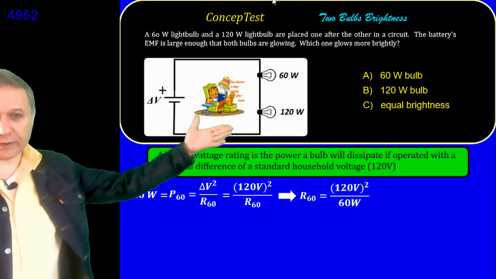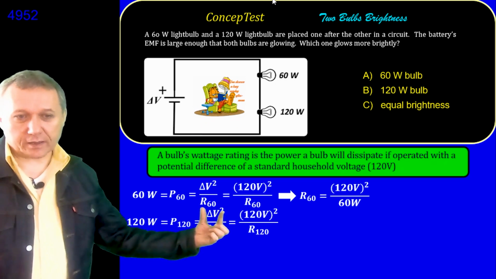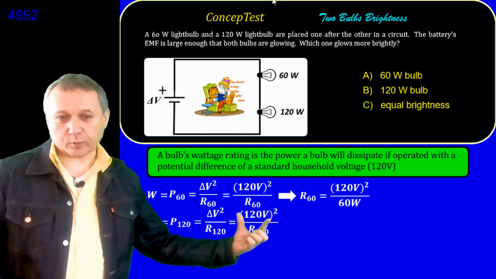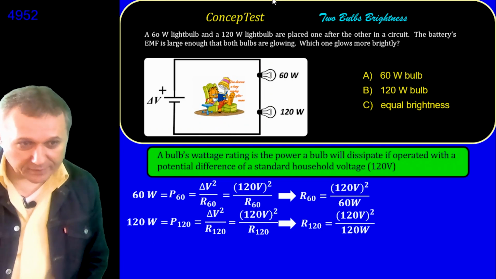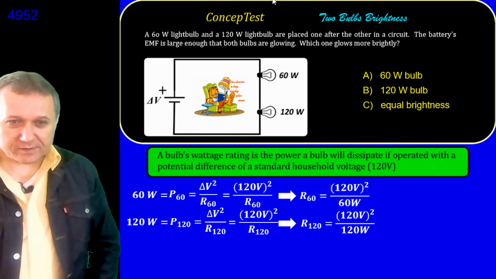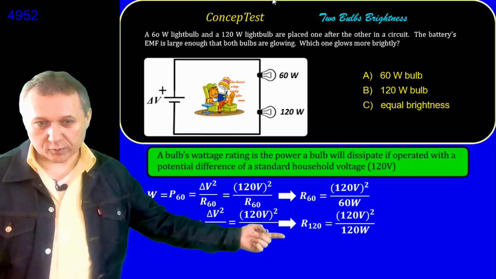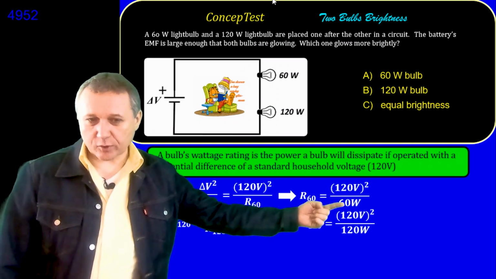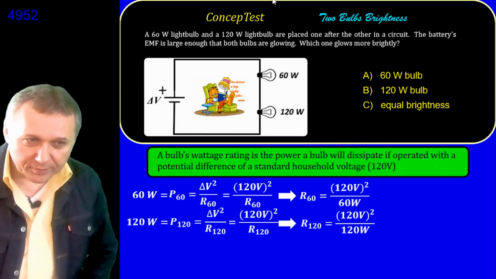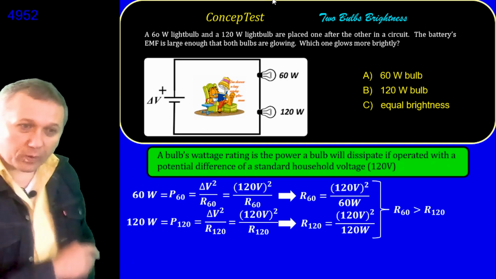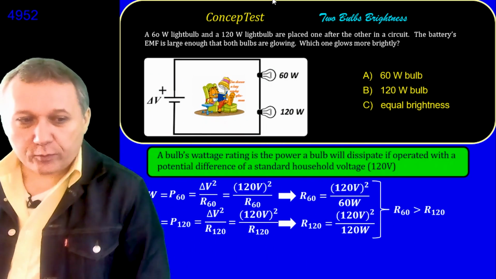Let's do the same for the 120 watt bulb in exactly the same way. The same formula, so power is given, and of course this power is calculated assuming that 120 volts is used. Of course we can get the resistance for the second bulb. Again, you can calculate the number, I didn't. So now we can compare which resistance is larger. Since the numerator is the same and the denominator is smaller in this case, the resistance of the 60-watt bulb is larger.